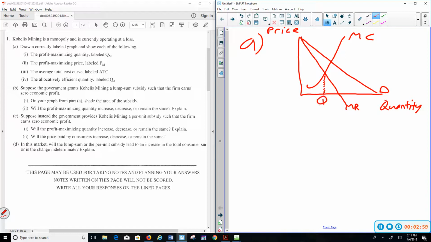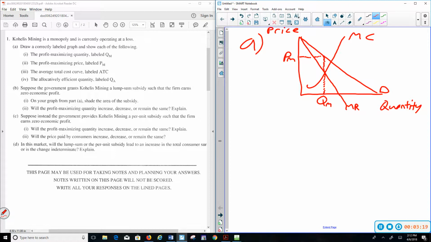This is our QM, our equilibrium quantity. And we come up to the demand curve, which again shows us the price that we're going to receive at that quantity. Trace it over. This is the price, the equilibrium price. So we've got QM and PM.